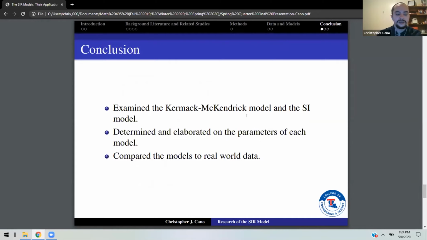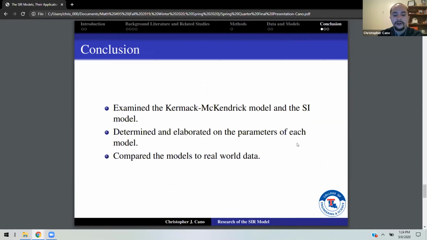Okay, so this is just a conclusion of everything. We examined the Kermack-McKendrick model and the SI model. This also involved the epidemiological threshold of the Kermack-McKendrick model. Then we determined and elaborated on the parameters of each model. We've seen what the infection and the recovery rates were, how we went about approximating those rates, and how we checked the accuracy of the approximation with the chi-squared test.